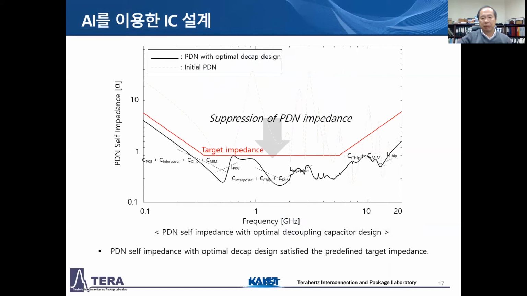Also, we applied this methodology for IC design. PDN means the power distribution network, and we gave them the red line, that's the target impedance. And we designed a neural network using what is called reinforcement learning. In reinforcement learning, the AI does the optimization by itself. We are not touching anything. We just give it the target number, the target function, and the machine learning automatically designs the package and chip inductance and capacitance to meet this PDN impedance target.